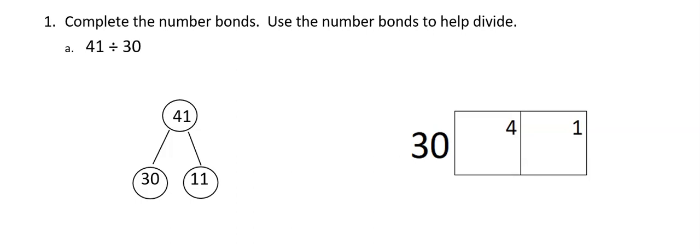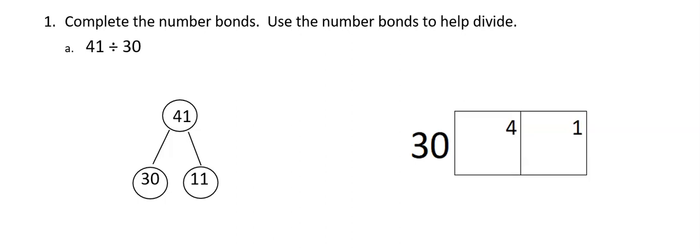This tutorial is for 5th grade, Module 2, Lesson 19. In this lesson, we're going to be dividing by multiples of 10, and we're going to use number bonds to help us do this. The first example is 41 divided by 30.